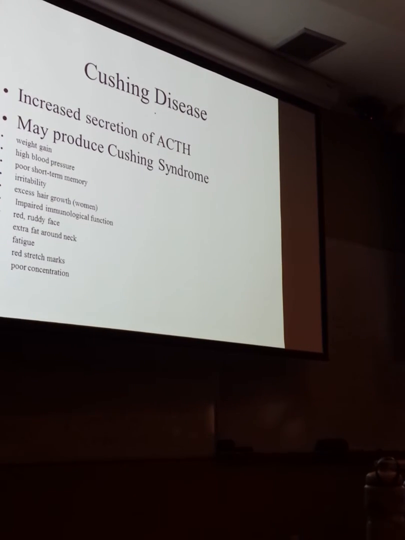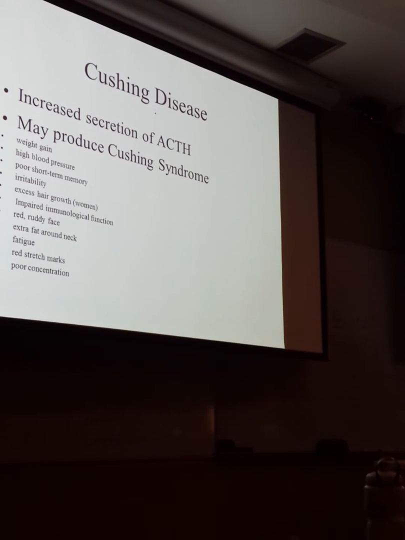And so people that have inappropriate ACTH will have Cushing's syndrome, but Cushing's syndrome doesn't necessarily mean that you have inappropriate ACTH. And in fact, the most common way to produce Cushing's syndrome is the use of cortisone. So people sometimes will take the steroids to suppress their immune system. We use steroids to treat diseases like lupus and rheumatoid arthritis. We use it to treat all kinds of temporal arthritis, things like that.